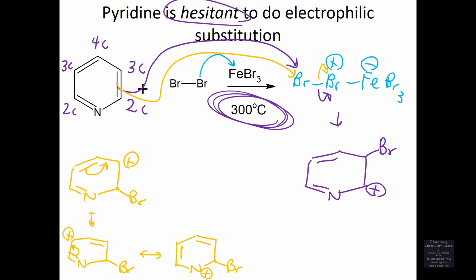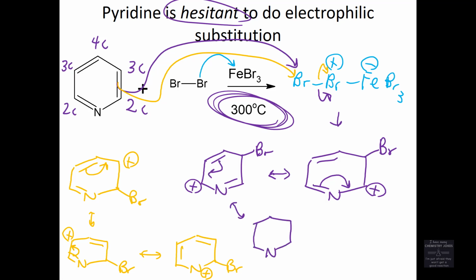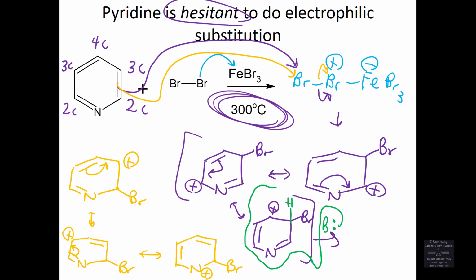Real bad. But the purple version does not ever get me to a terrible, horrible, no good, very bad structure like that. The nitrogen remains as a nitrogen with an octet for my whole resonance experience. And so as long as that nitrogen keeps an octet, that purple is way better than the orange could ever dream of being. So that's why preferentially pyridine and other 6-membered heterocycles react at the 3 position rather than the 2 position.